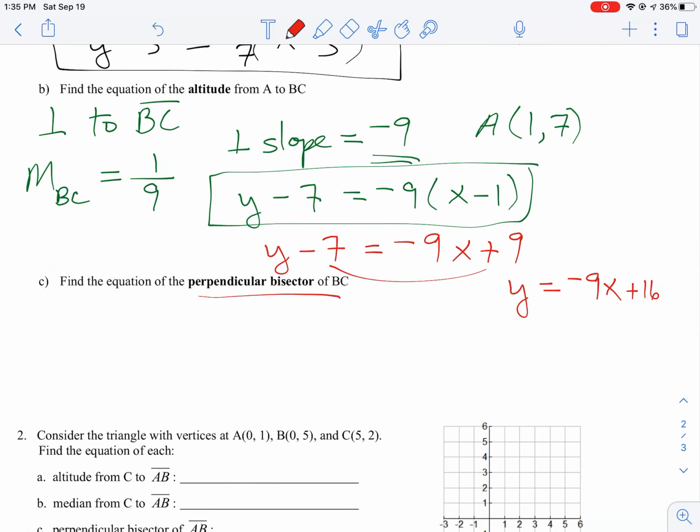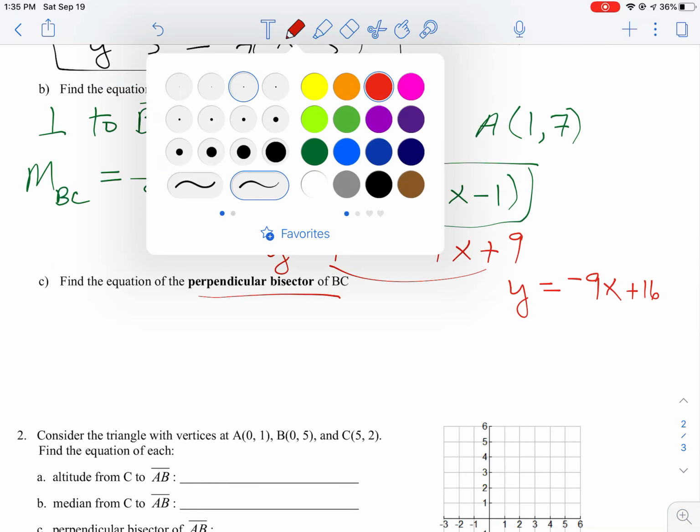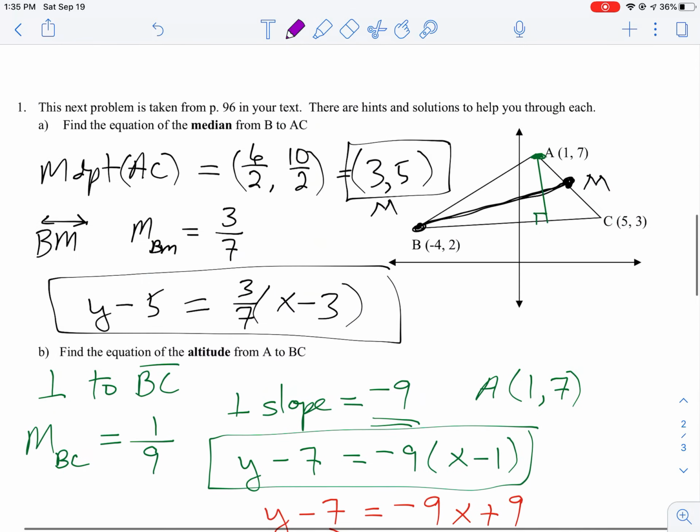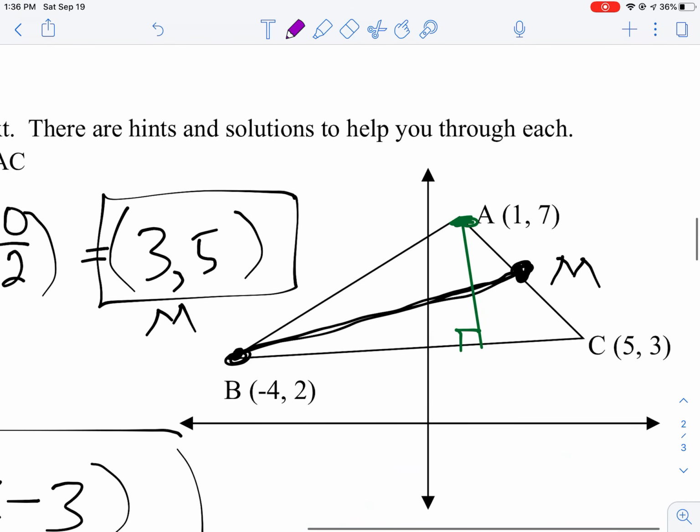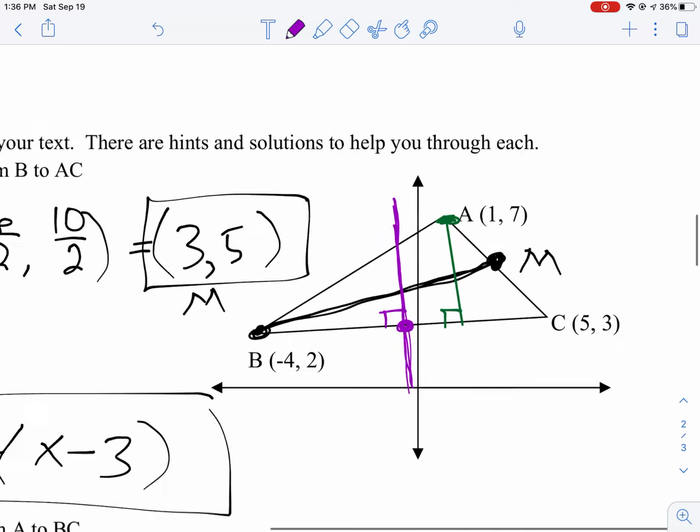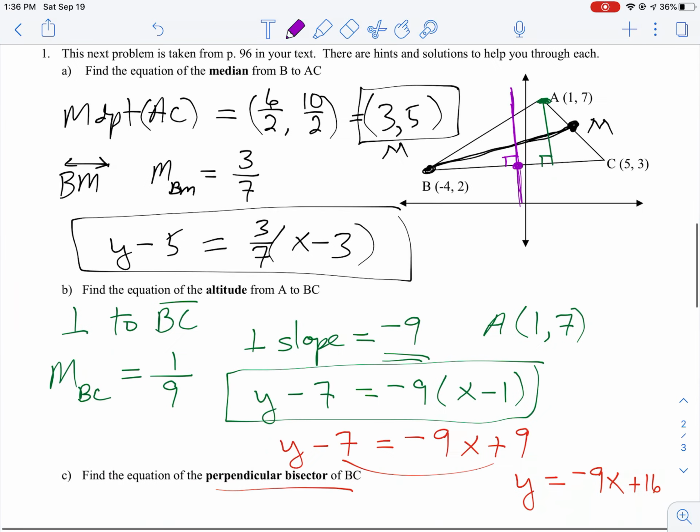And finally, the perpendicular bisector of BC. Okay, so let's change to purple and let's go up to BC. What we're going to be finding is the midpoint of BC. I don't know exactly where that is. And we're going to be finding a perpendicular bisector. So it's got to be perpendicular to BC. What's cool about that is we already know the slope of BC from doing part B.